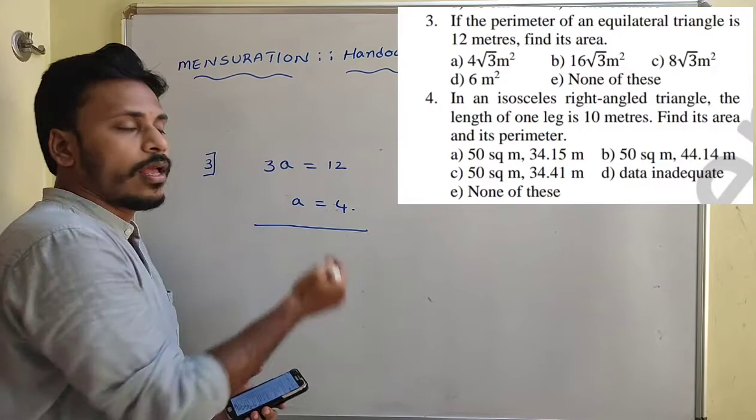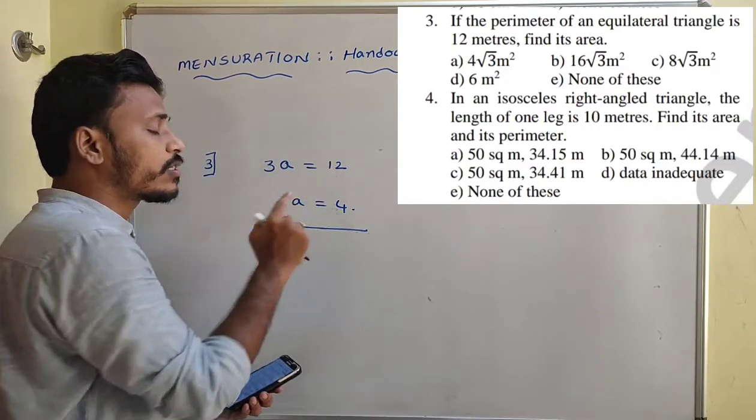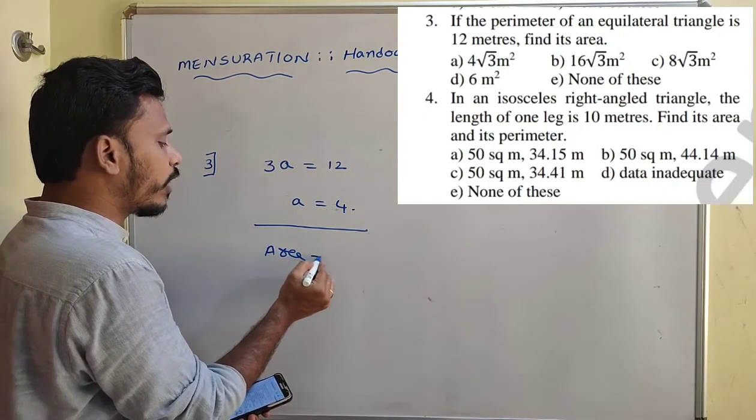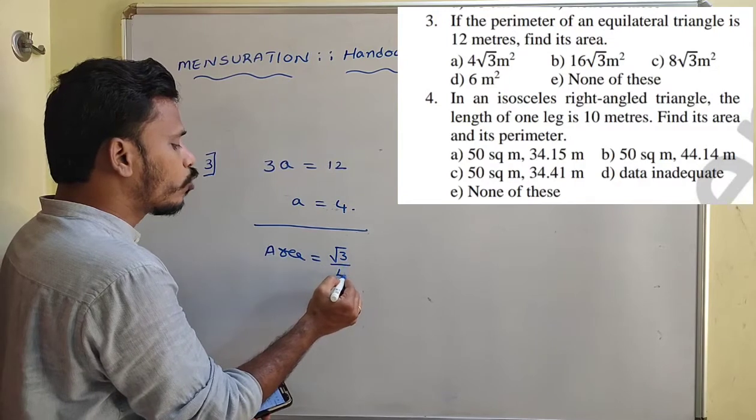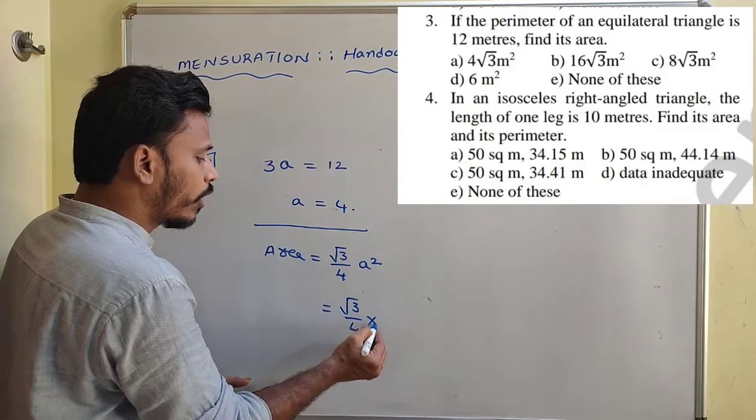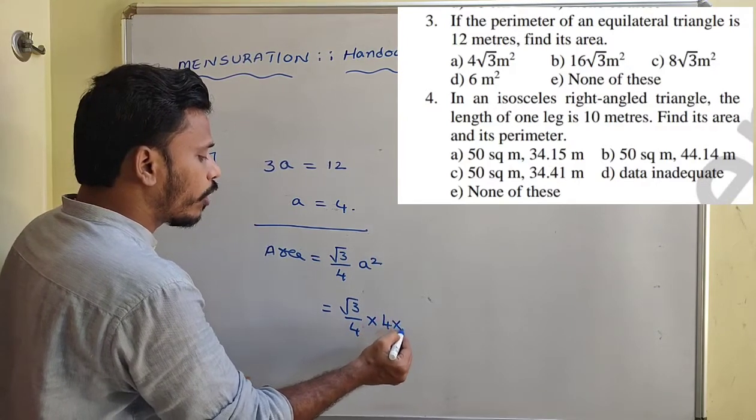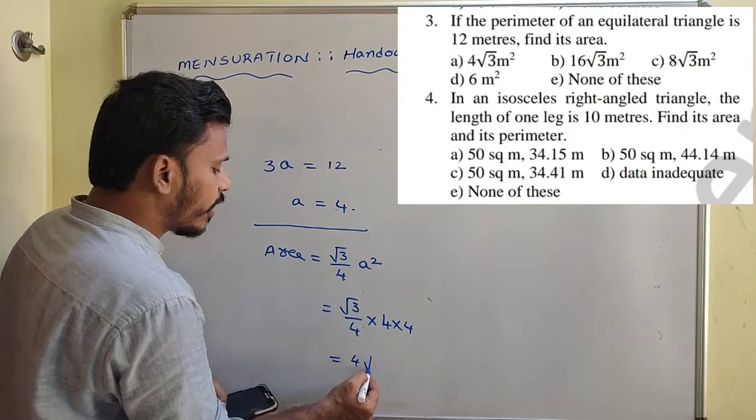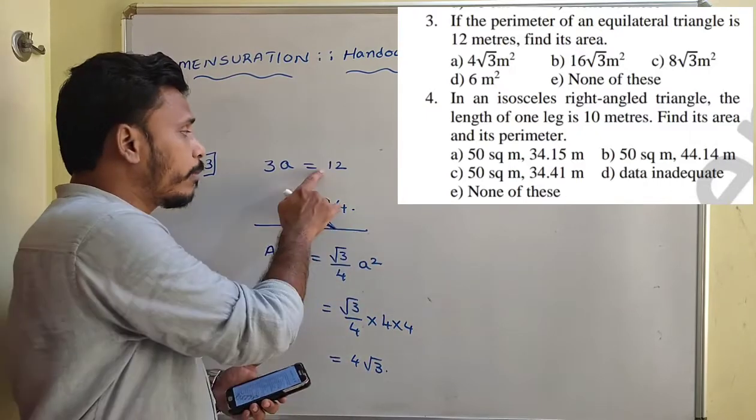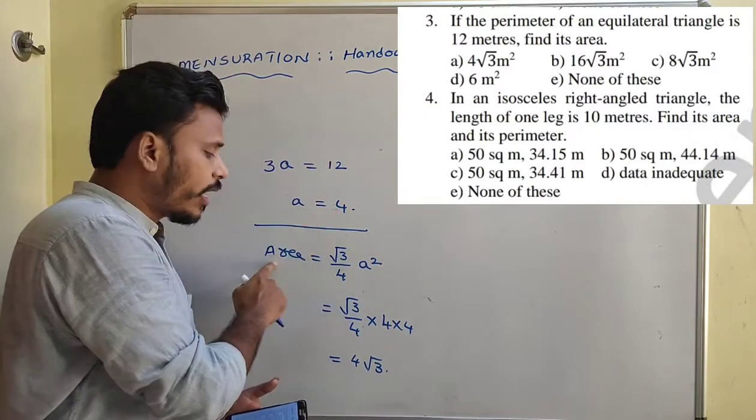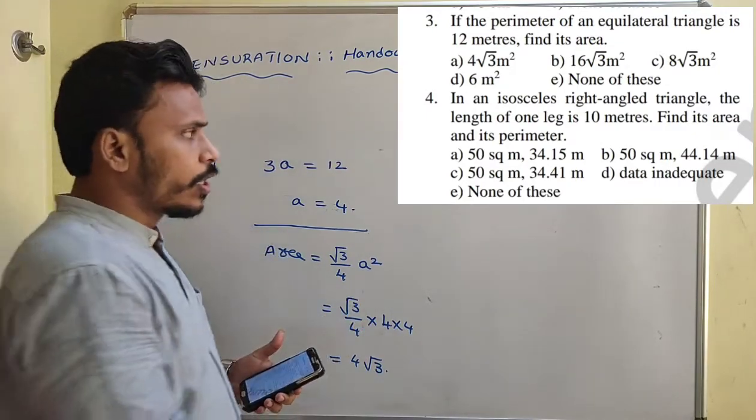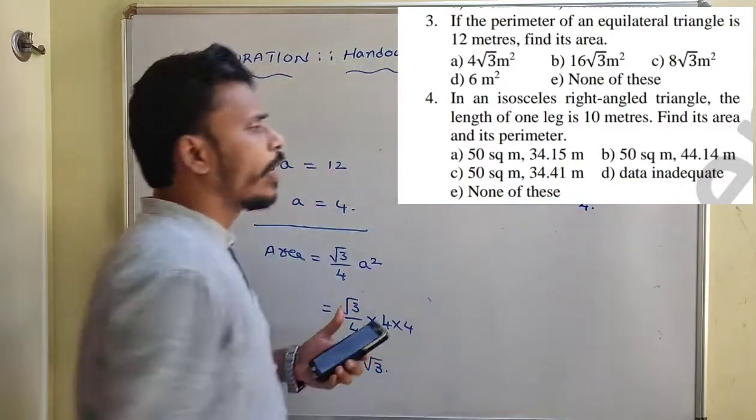Okay, one part is clear. Perimeter is given as 12 and I found that side as 4. And now the question is about finding the area. We know the formula to find the area of an equilateral triangle as root 3 by 4 A square, and that is equal to root 3 by 4 into 4 square, right? 4 into 4, when you cancel out, you will get 4 root 3. That ends the problem. Okay? So perimeter is given as 12, side is 4, area is root 3 by 4 A square, and the value is 4 root 3. Option A is your choice. So the third problem is related to the equilateral triangle.